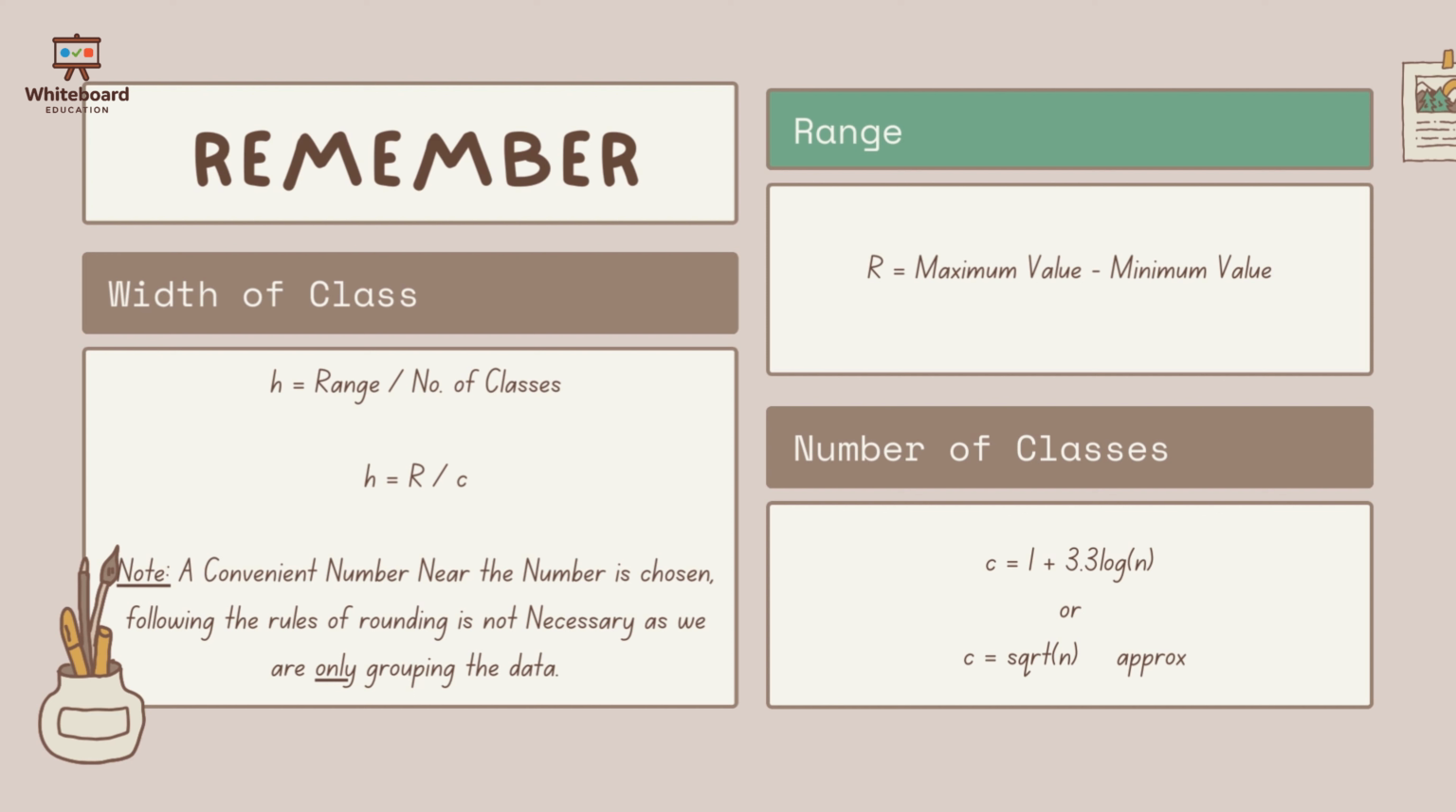And finally, to calculate how large or small the class interval should be, we use H equals range divided by the number of classes. Note, a convenient number near the number is chosen. Following the rules of rounding is not necessary as we are only grouping the data.